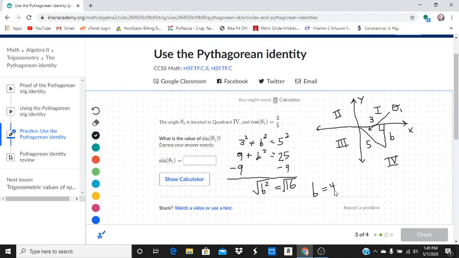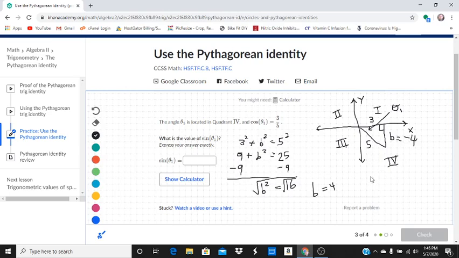But if we look at this, this is a negative y value because we're below the x-axis. So we're really going to say b equals negative 4. So we're always going to say the hypotenuse is positive, but sometimes the adjacent side, or the opposite side in this case, is going to be negative.